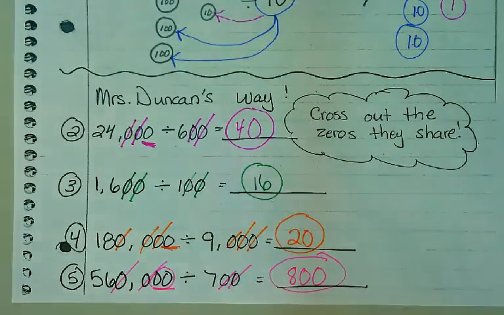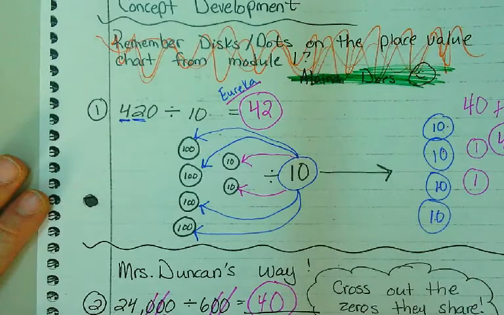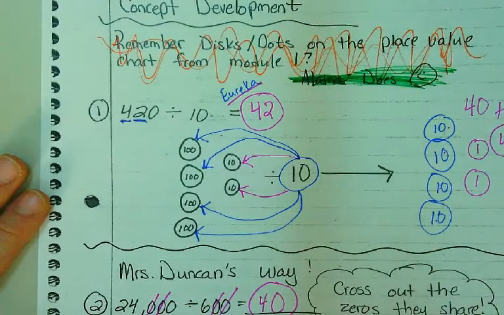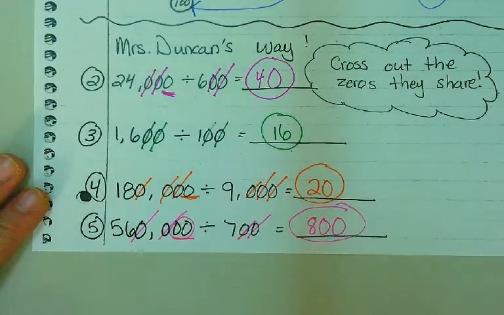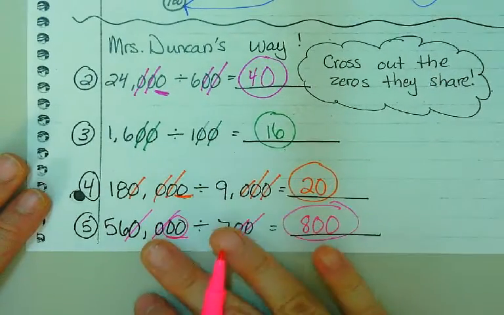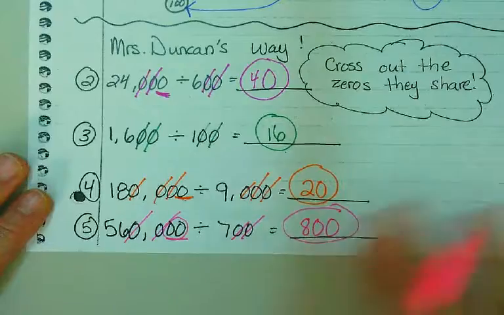So that is how we go about dividing by powers of 10. There are 2 different ways to do it. The first way to do it is by using base ten discs, if you want to draw out the discs. Or you can cross out the zeros they share. I personally prefer this way. I just feel it's less time consuming. But again, you can choose the other way if you'd like.